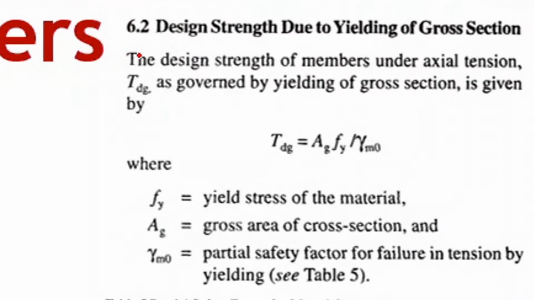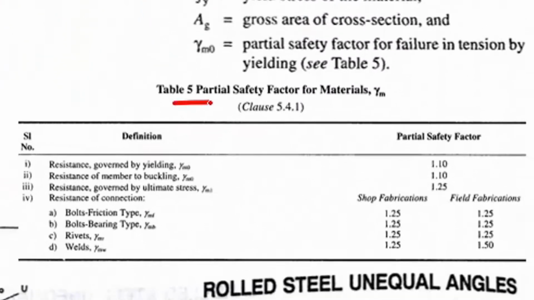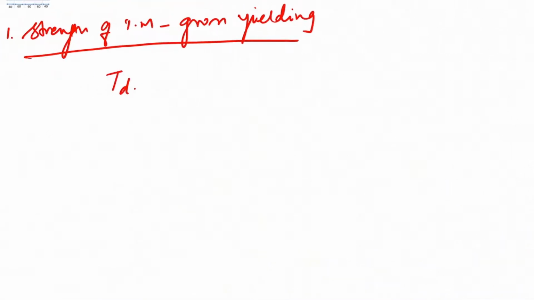In IS 800-2007, clause 6.2, it is given that the design strength due to yielding of a gross section, Tdg, is equal to gross area times yield stress of the material upon partial safety factor gamma m0. The partial safety factor gamma m0 is given in Table 5, which is 1.1. So we'll substitute that here. Strength due to gross yielding Tdg is equal to gross area multiplied by yield stress upon gamma m0.